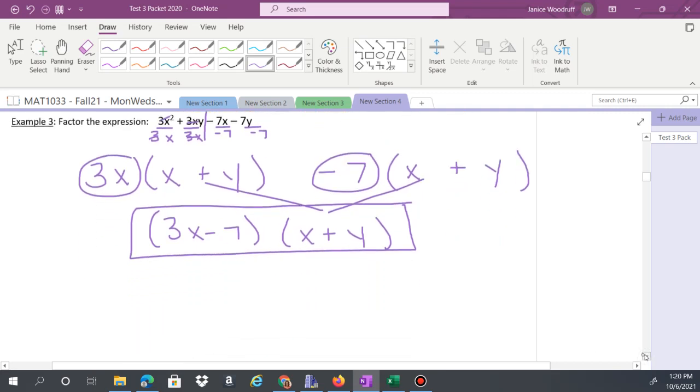All right, let's do some practice. I've got to find one. I didn't put any on here, so give me a minute. I'm going to give you GCF and factor by grouping practice. All right, here is one.